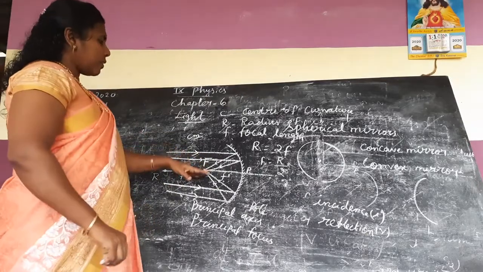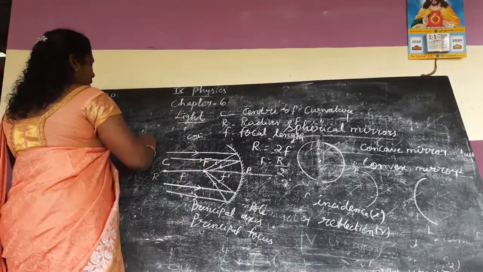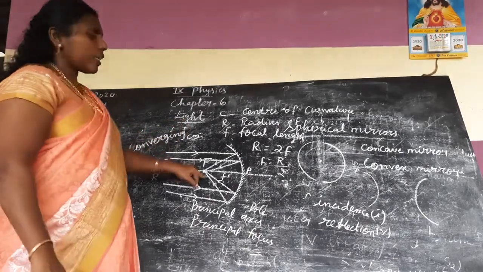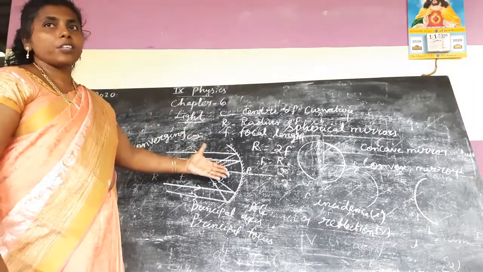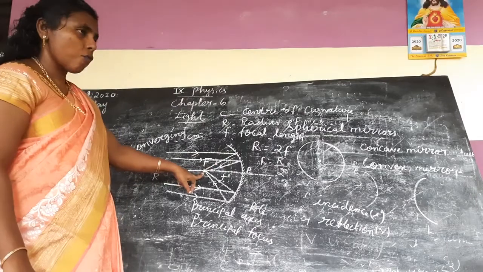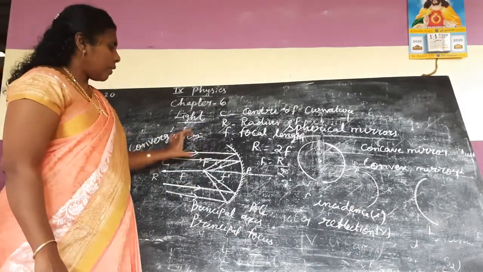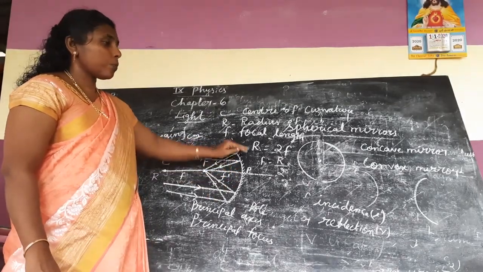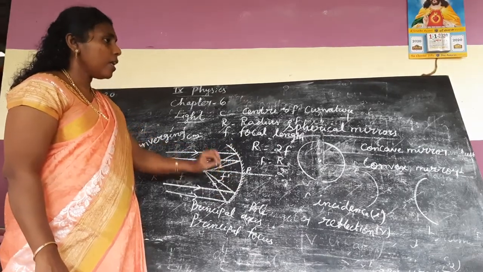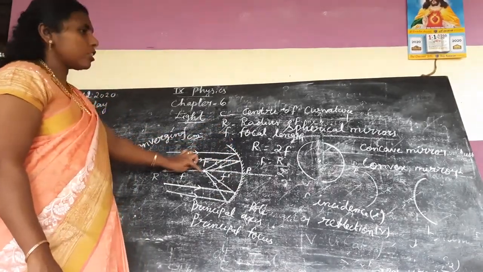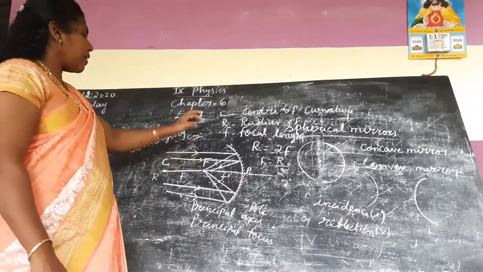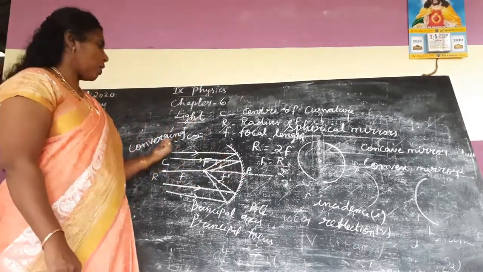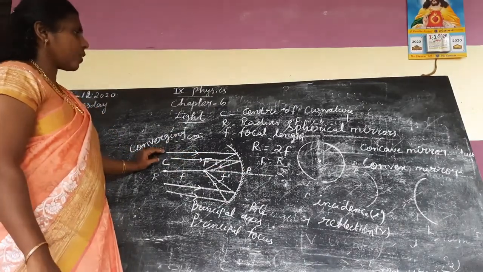So we can say this concave mirror is called a converging mirror. The concave mirror, another name: converging mirror. Why are we saying converging mirror? It converges at the principal focus. The incident light rays fall on the polished, reflecting surface of the concave mirror, get reflected and converge at the principal focus. So this concave mirror is called the converging mirror. Instead of concave mirror, you can also say converging mirror. Can you understand, students?